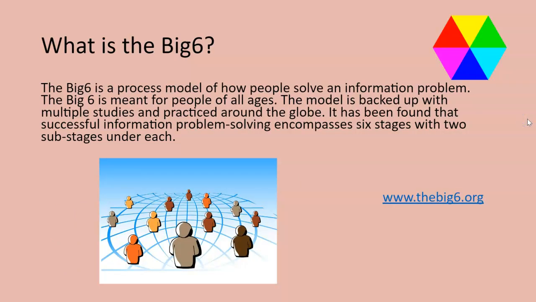What is the Big Six? The Big Six is a process model of how people solve an information problem. The Big Six is meant for people of all ages. The model is backed up with multiple studies and practiced around the globe. It has been found that successful information problem solving encompasses 6 stages with 2 sub-stages under each. And I got some of this from www.thebigsix.org. It is a great resource for all things about the Big Six.